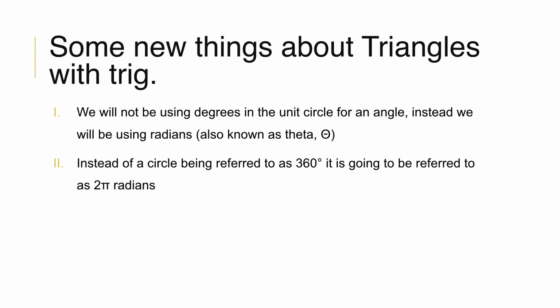Some new trig things that we need to know: we will not be using degrees for the triangle's angles. We will actually be using radians, also known as theta. A circle is not known as 360 degrees. It is going to be 2 pi radians. And half a circle, which is 180 degrees, is going to be known as pi radians.